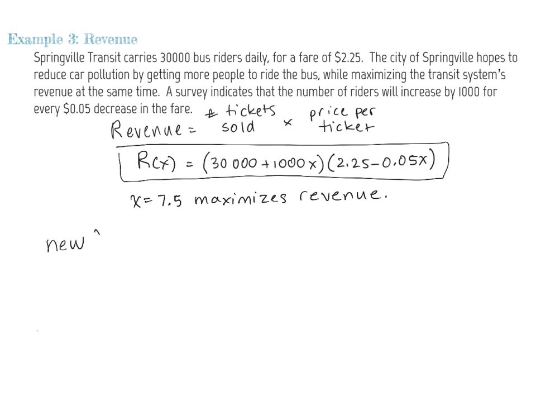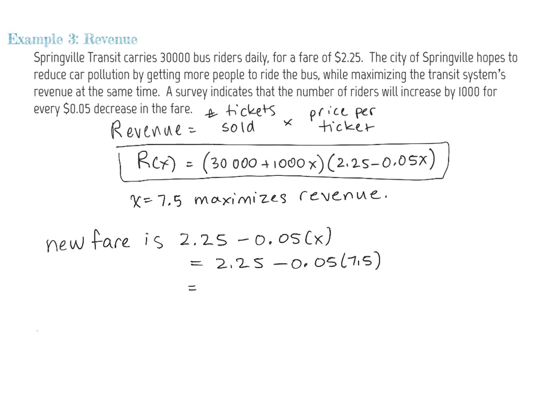The next thing we need to find out is what new fare will give us the greatest revenue. So our new fare, by going back to our table, was 2.25 minus 0.05 times x. Subbing in 7.5 for x gives us $1.88. So the best fare to charge would be $1.88. Now in reality, it would probably be $1.90 because it's a little easier when we have things by fives, but this is what the math tells us.